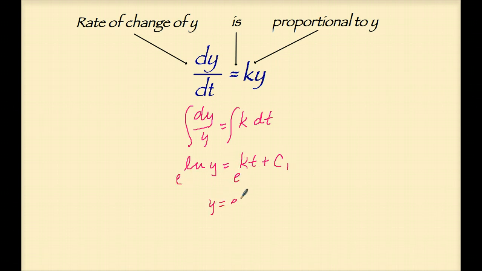Y equals e to the kt plus c sub 1, but as we saw previously, this right side can be written as e to the kt times e to the c sub 1. This is just another constant, which can become the coefficient of our exponential term, resulting in the final form of the equation, y equals c e to the kt, which is the exponential growth or decay model.